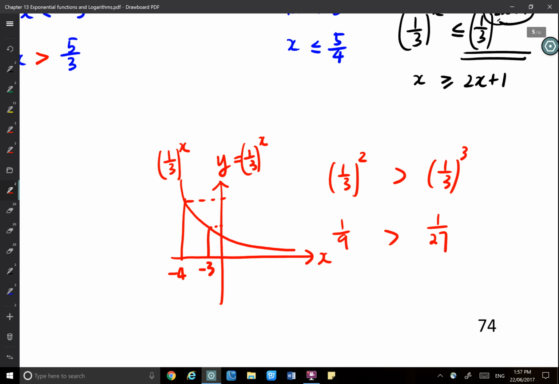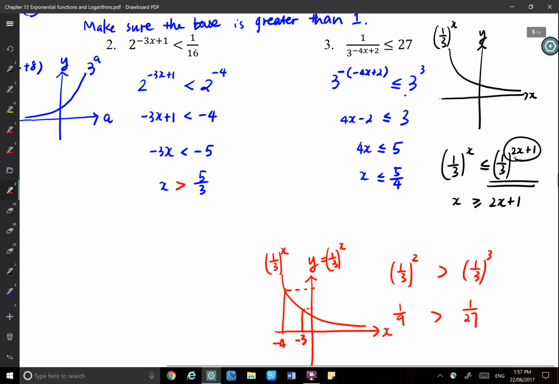From the graph, I can see that as well, because it's a decreasing graph. That's why I need a smaller number to get a higher y value. Okay, if you can't understand, just remember, I need a base greater than 1. I need a base greater than 1.